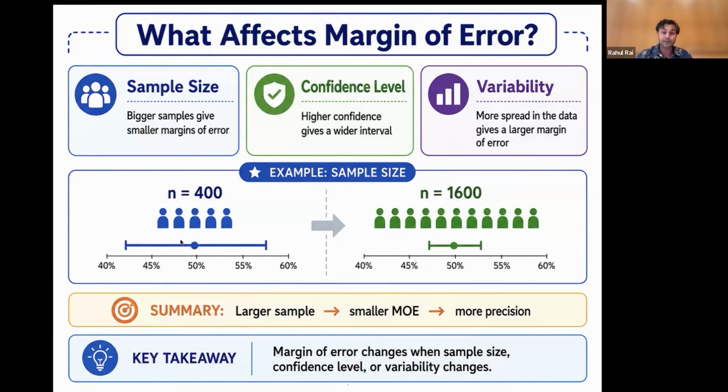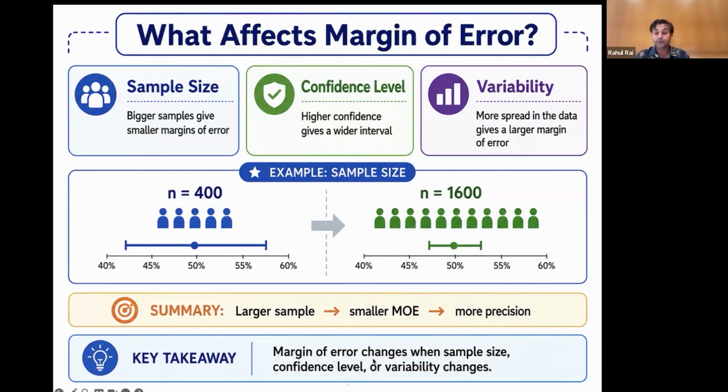Okay, so here is an example of sample size. If you have 400 and you have 1600, then with 400 you may have more variability and the interval is going to be larger. But if your sample size is bigger, let's say 4 times bigger than the first case, in this case the mean will be similar, but the margin of error is going to be lower. So with a larger sample size, you have a smaller margin of error and more precision in your estimate, whatever you're trying to estimate.